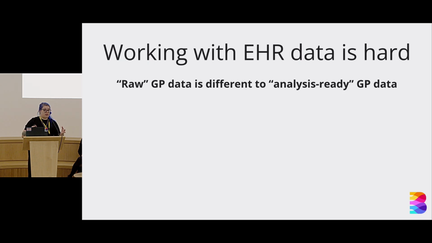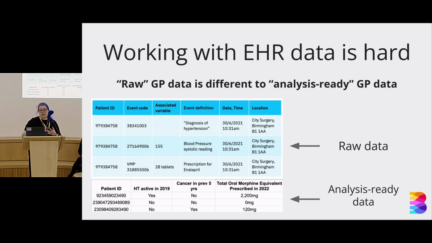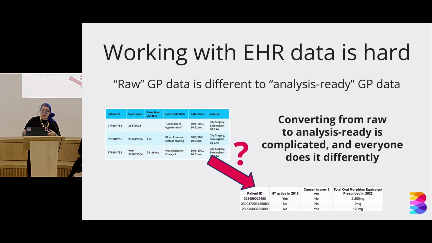So we've got all different levels of preparation that the data might be in when you interact with it. Raw GP data is different to analysis-ready GP data. You've got things like free text fields that might need to be normalized. And converting from one to the other is complicated, and there's no standard way of doing it.